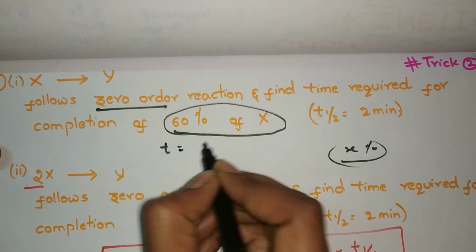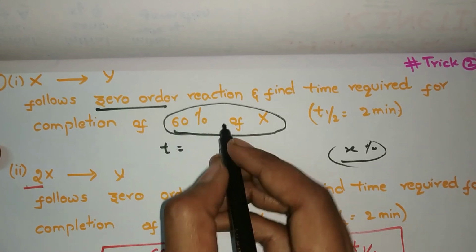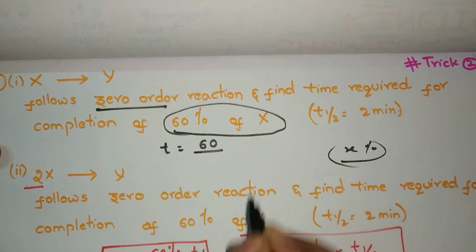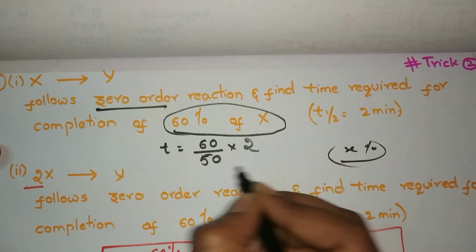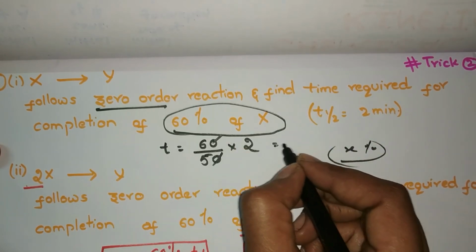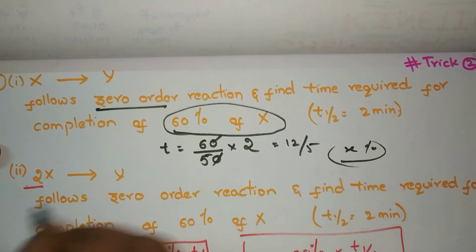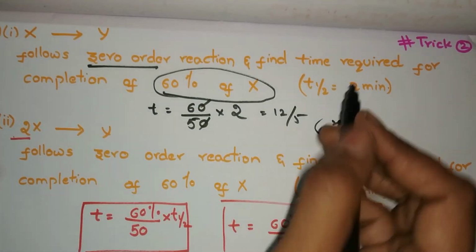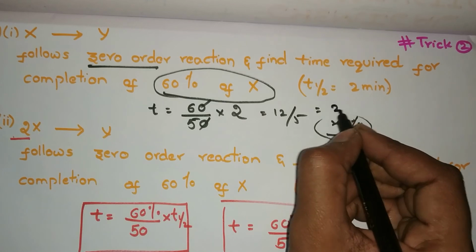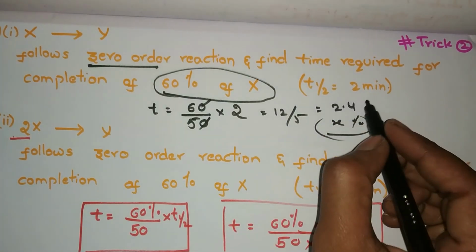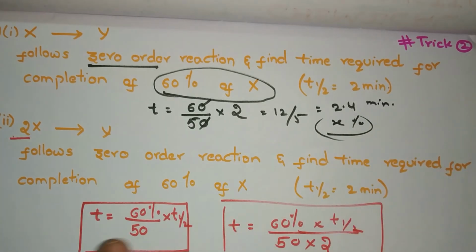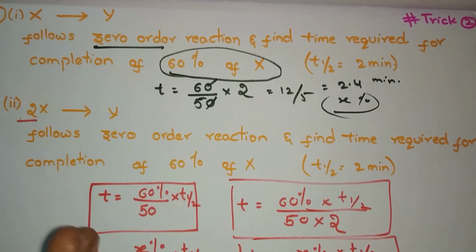T is equal to how much percent they asked? 60%. So 60 by 50 into T half is 2, right? So it is 12 by 5. That's it. 12 by 5 means 5 2s are 10, 2.4 I think. 5 2s are 10, yeah, 2.4 minutes. Okay. Yes, you can trust this.